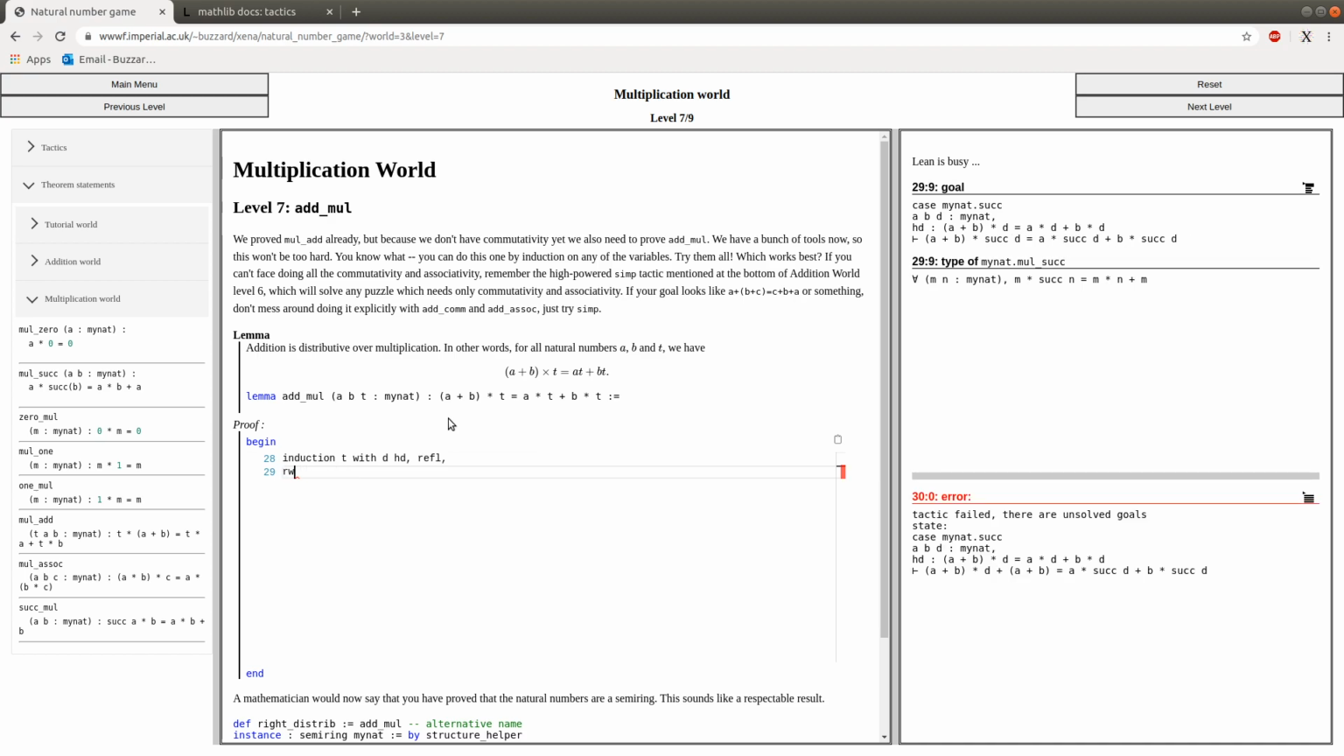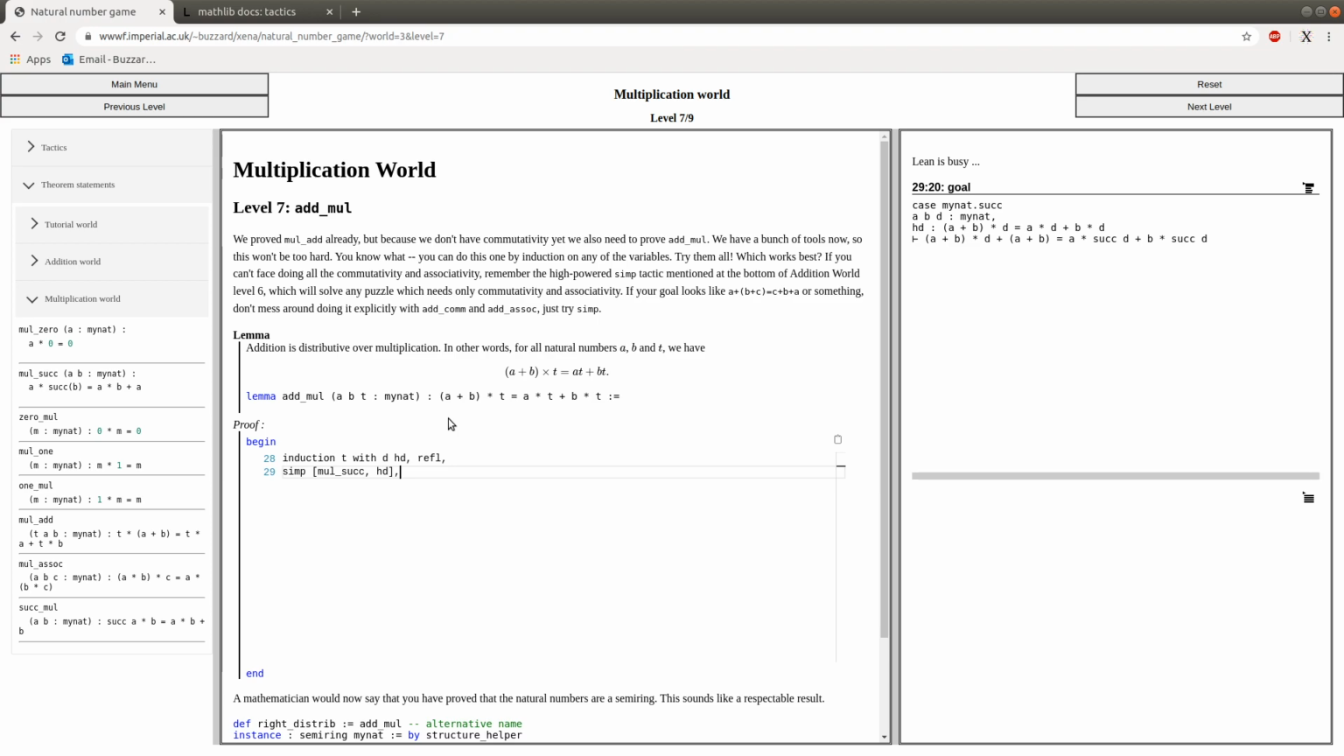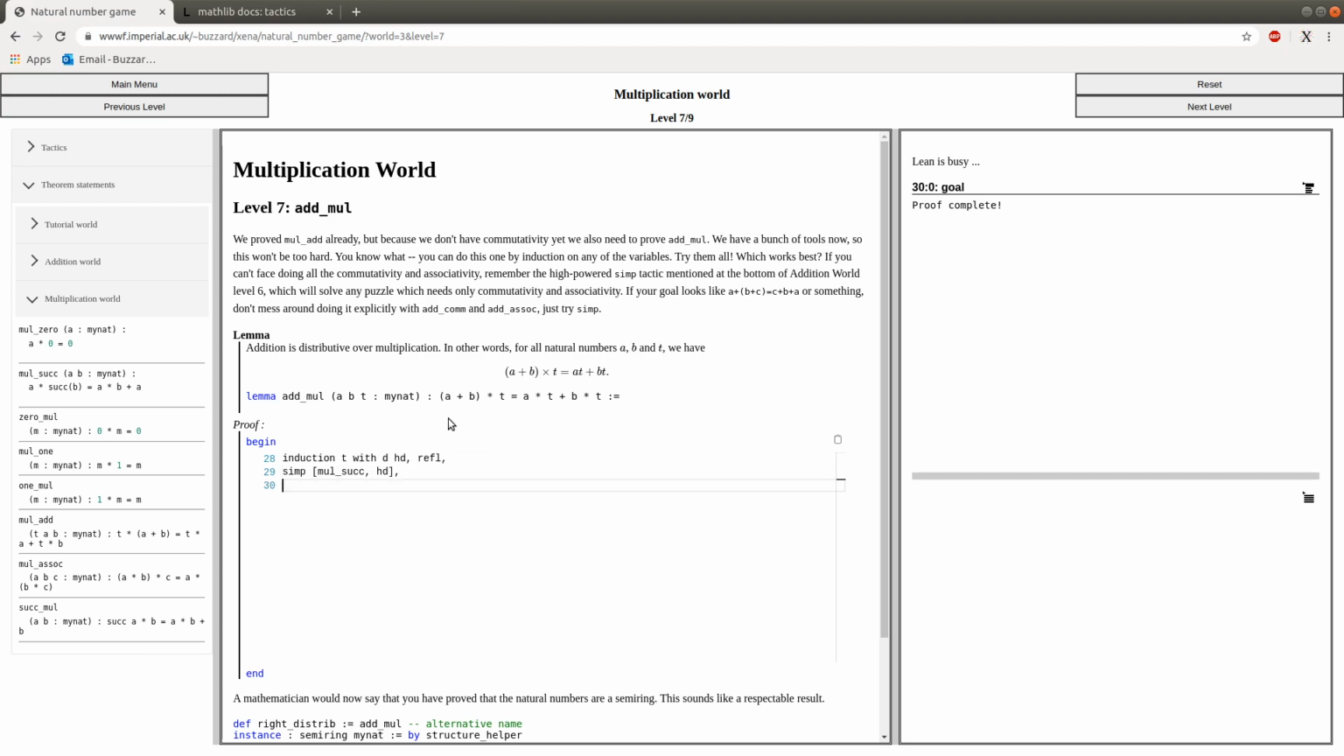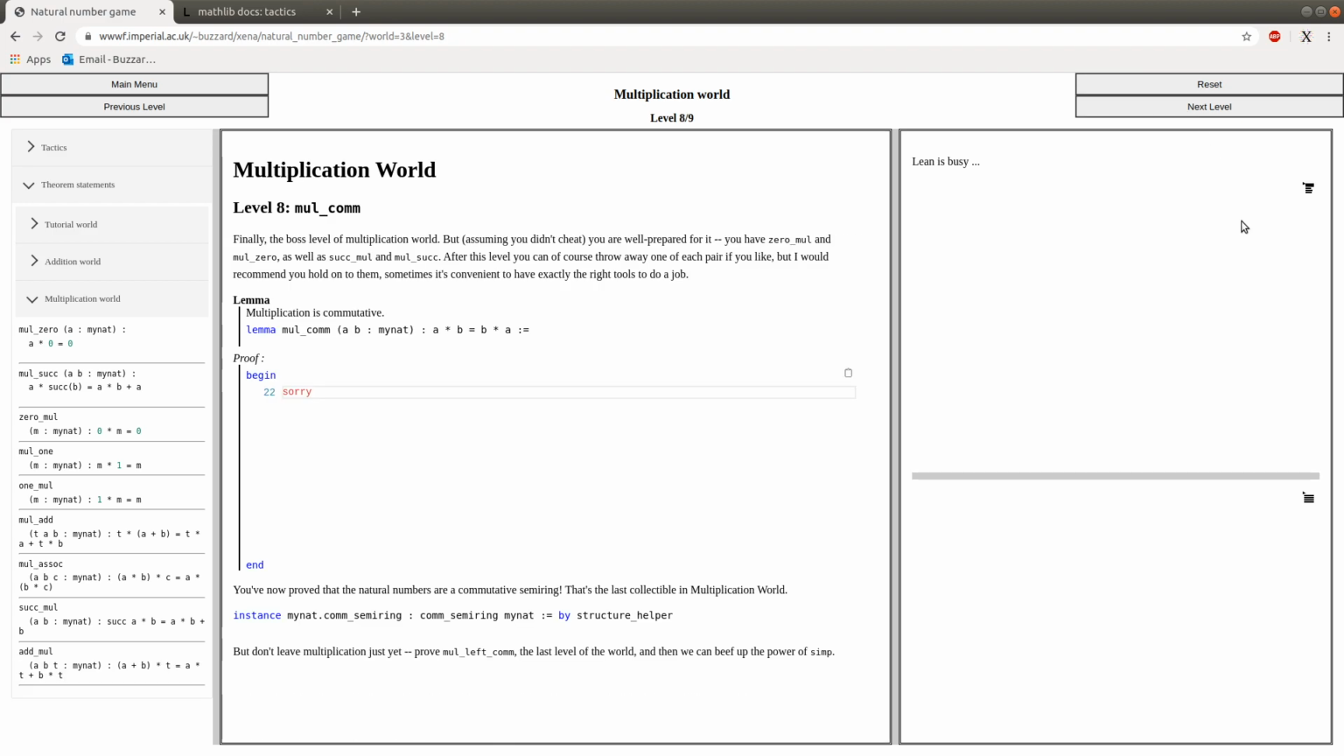Let's go back to the cheating method. Simp mul suck an HD. How far did we get with that? Oh, there you go. It does it. Great. That'll do. Yay. Good old cheat method. Now what? Mulcom. And that's induction.